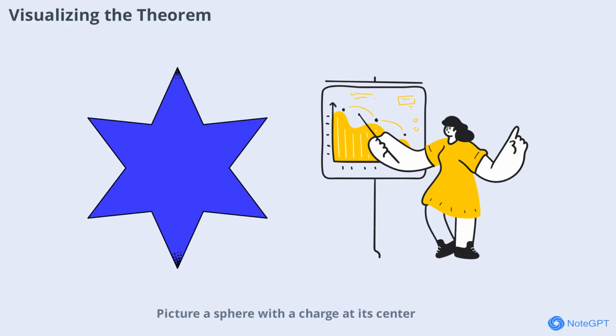Picture a sphere with a charge at its center. The electric field radiates outward, and the flux through the sphere's surface can be calculated using the theorem. This visualization helps make the abstract concept more tangible and easier to understand.